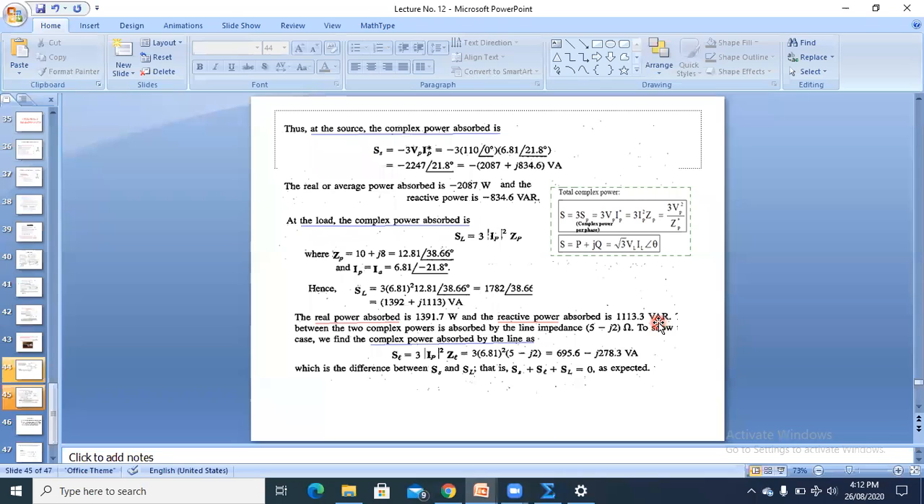Similarly, you can also calculate the power absorbed by the line. So this is how you calculate the power absorbed by the line. And the total power is in fact zero. So the complex power of the source, line, and load is zero as expected.